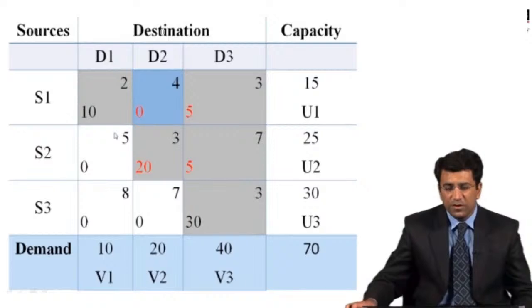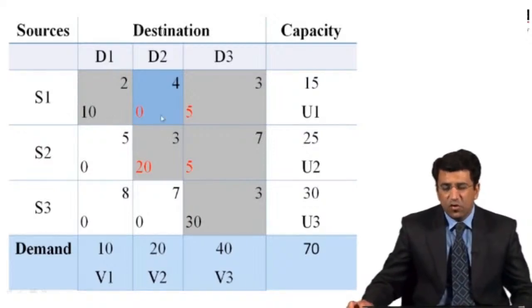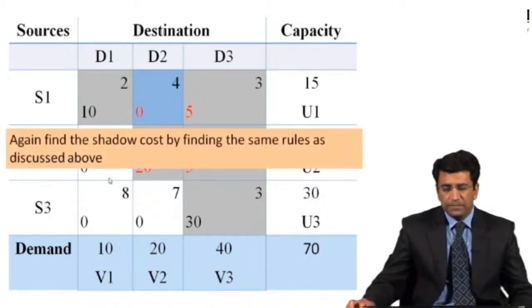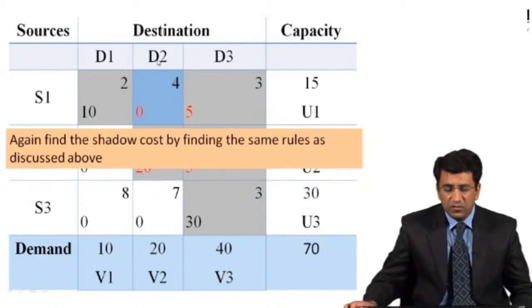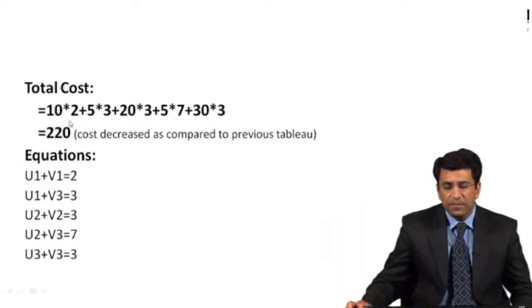So class, this is our new table, and you can see that we have incorporated the value of theta in this particular loop. Again, we will have to find out the shadow cost by following the same rules as discussed above, but let us first calculate the total cost in this particular transportation model. You can see now in this table, if we are supplying 10 goods from S1 to D1, then the total cost for this particular route will be 10 multiplied by 2. Similarly, if we supply 5 units from S1 to D3, the cost for this particular cell will be 5 multiplied by 3, and the same is true for the other cells. If we add up all of these costs, then it will become 220.